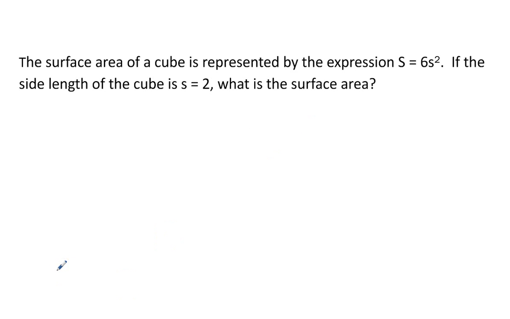The surface area of a cube is represented by surface area equals 6 times the side squared. If the side length of a cube is s equals 2, what is the surface area? So again, we're going to substitute in, and this time we have to use order of operations to solve. Excuse me, there should be a 2 here. I'm sorry. So 6 times 2 squared, let me rewrite that. 6 times 2 squared. In this problem, we have to do 2 squared first, which is 4. Then we would do 6 times 4 is 24.